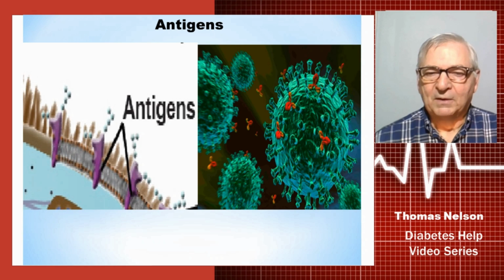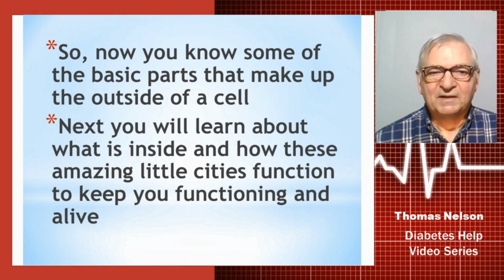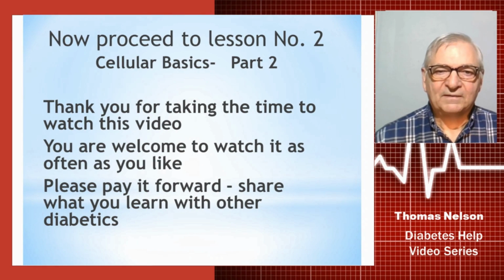And you remember from our inflammation videos, then those will contact your immune system. Your immune system will come in and put antibodies around those invaders, and then they will destroy them and get them out of your bloodstream. So now you know some of the basic parts that make the outside of the cell. Next, in video lesson part 2, you're going to learn about what is inside and how these amazing little cities function to keep you functioning and alive. So now proceed to lesson number 2, part 2, Cellular Basics Continued.